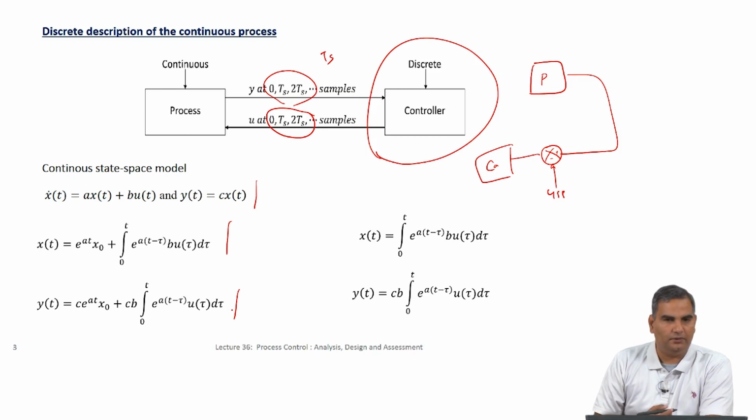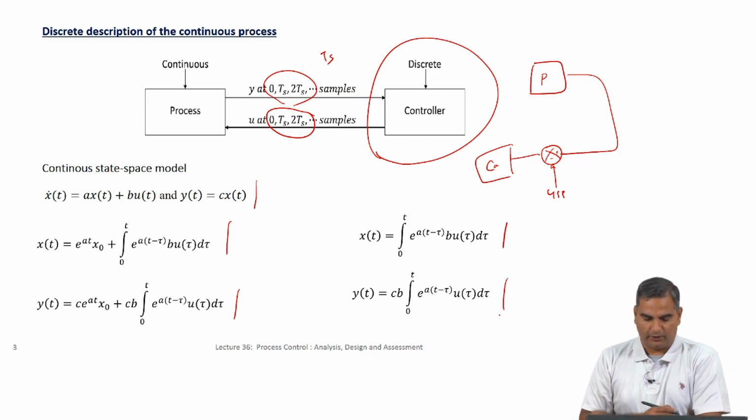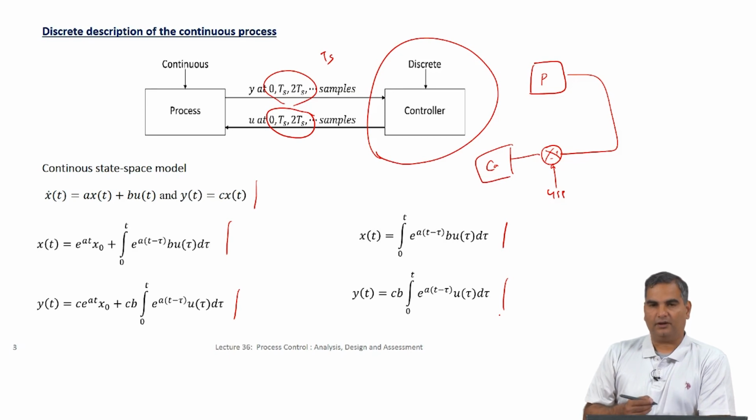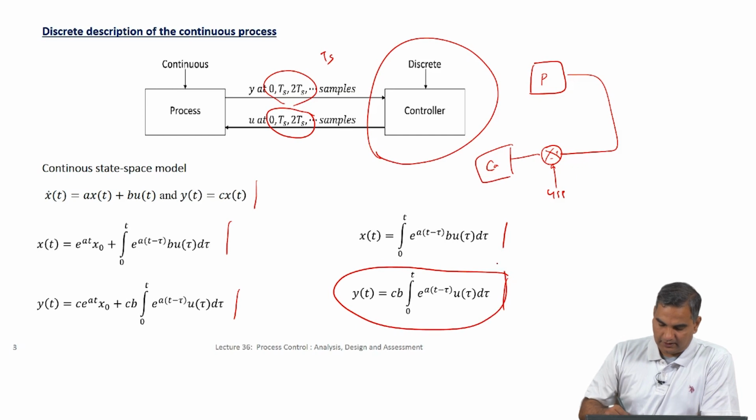And if we assume the deviation variable x naught is 0, then basically what you are going to get is x(t) is this and y(t) is this. Now, since we are talking about the output directly, we are focusing on this equation here.